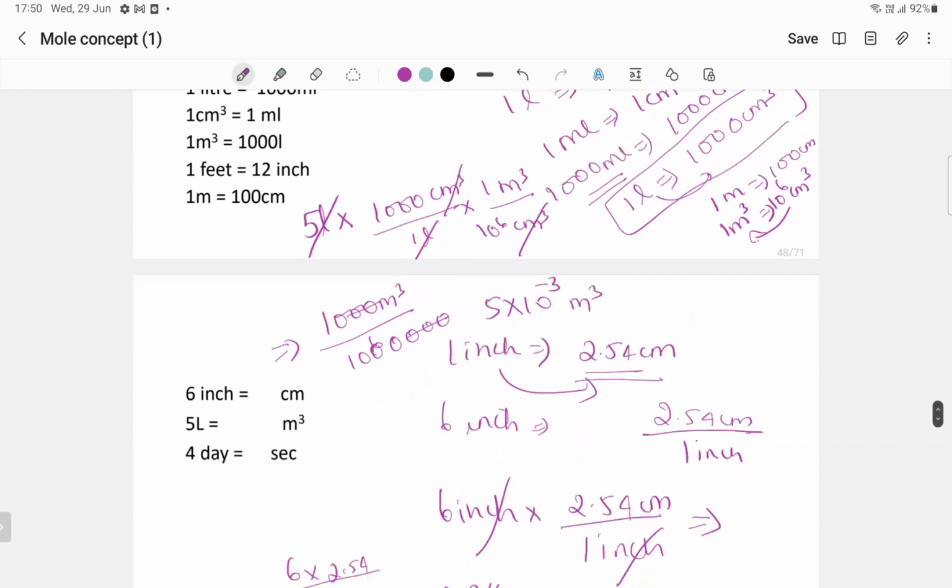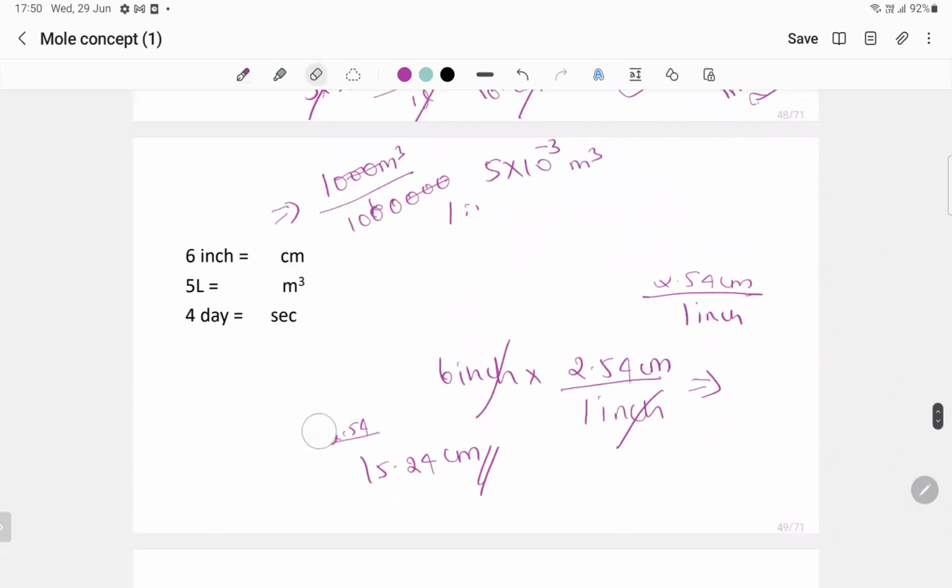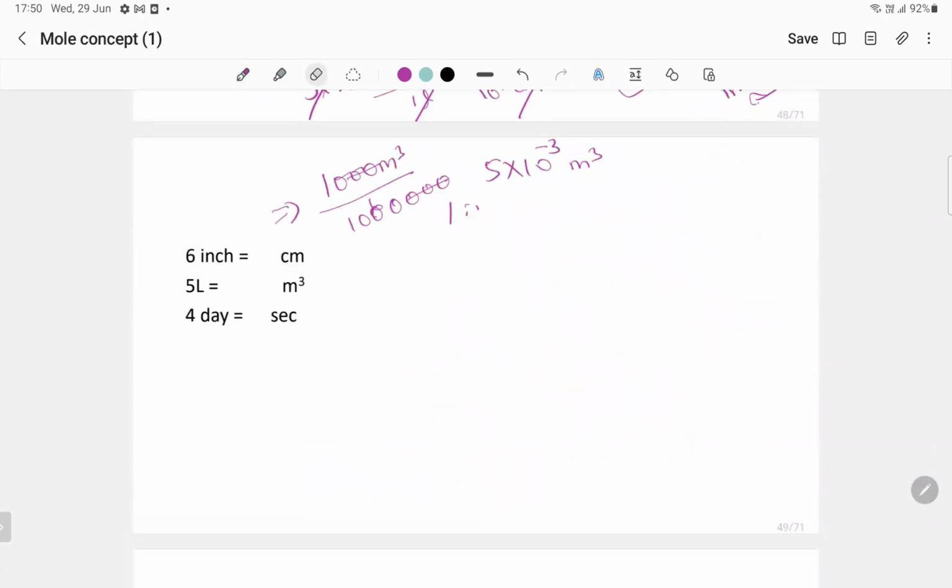4 days equal to how many seconds? We know 1 day. So here, who said 14? Oh, it's 14,400. See, 1 day is equal to 24 hours. Okay. 1 hour is equal to 60 minutes. 1 minute is equal to 60 seconds. What is your answer?